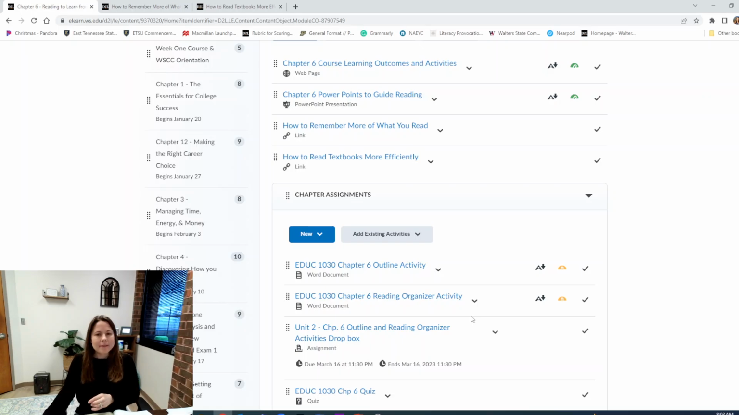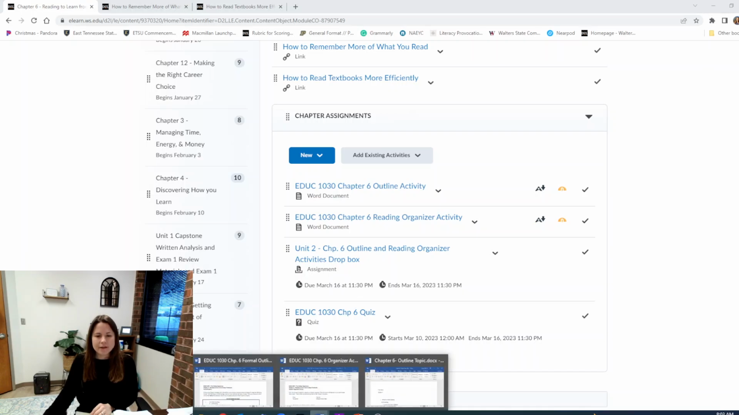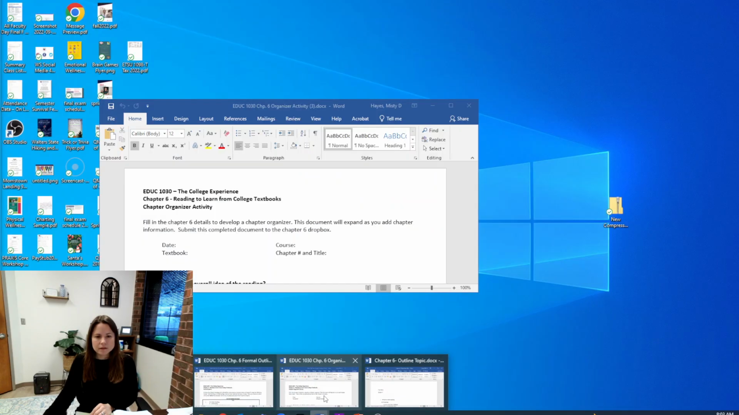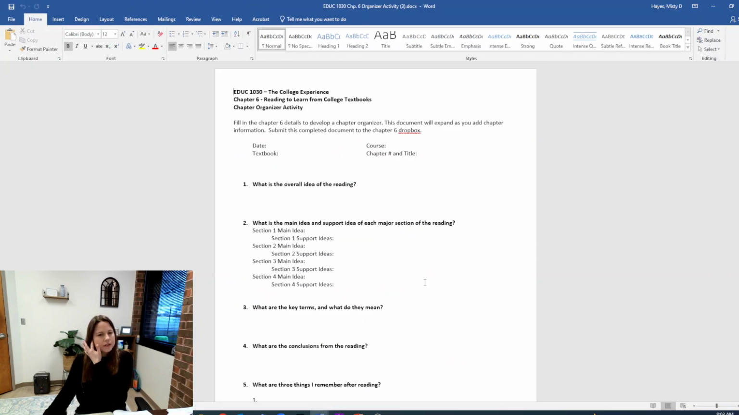For your assignments, and we'll dig into it a little further in a few moments, we have your reading organizer, which we always have for you. Okay, so here it is. This is just a reading organizer that you're going to do to help you study for the test. You will be using this to study. You will be turning in an actual outline.